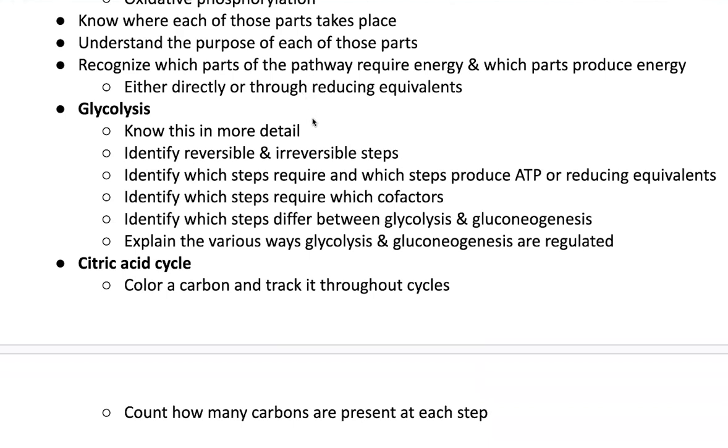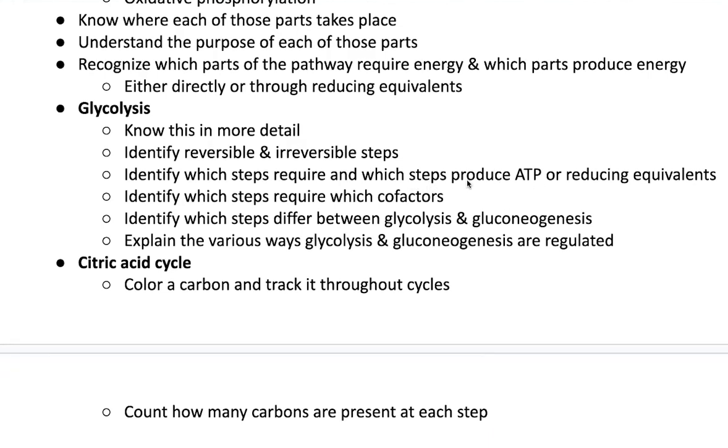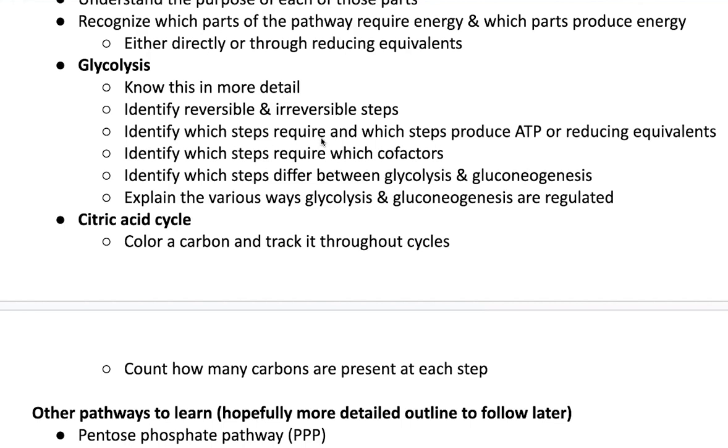For glycolysis, know this in more detail. This is really typical, people want you to know glycolysis. Identify reversible and irreversible steps. Identify which steps require and which steps produce ATP or reducing equivalents. Identify which steps require which cofactors. Identify which steps differ between glycolysis and gluconeogenesis, and explain the various ways glycolysis and gluconeogenesis are regulated. So glycolysis, breakdown of glucose, and gluconeogenesis, the making of glucose. And so these pathways, it's not exactly the same in each direction, because you have those irreversible steps that kind of have to be sidestepped.